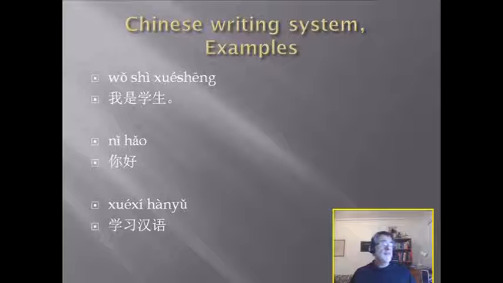So, some examples, and you'll see these on your screen: 我是学生, 你好, which we've already learned, and 学习汉语. Now, we know Hanyu from our lessons, but we haven't done 学习. 学习 means to study, so 学习汉语 means to study Chinese. So you can see how the sounds are represented by the characters, but the characters themselves don't necessarily directly tell you how to pronounce them, and that's where the system of pinyin is very useful.